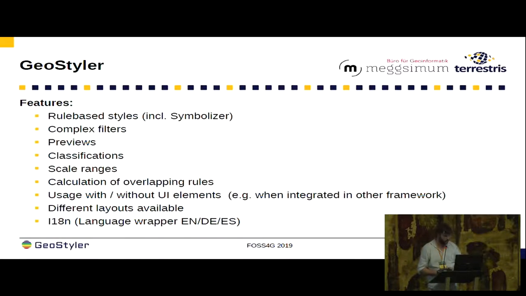There's the next style. So we have some features. And that's really cool, because I don't have to explain anything of that. That was explained in the talk before. So we have rule-based styles, including symbolizers. We have an editor for complex filters, as I told you before. We have preview. We can do classifications. That's my short example. I'm going to show you live.